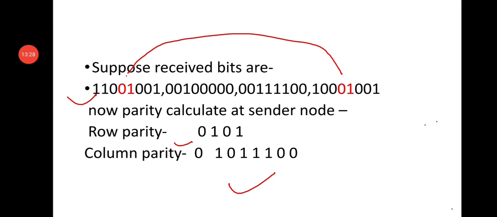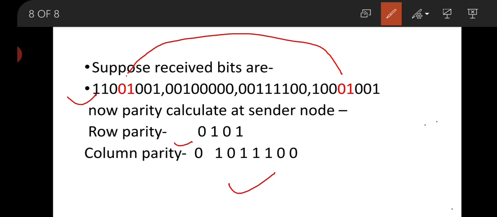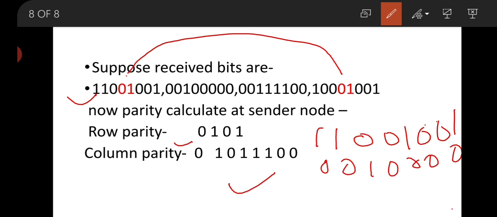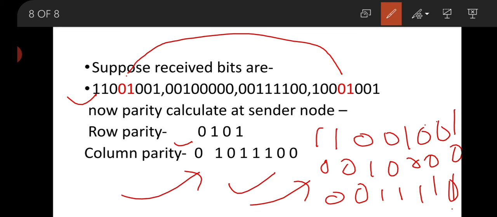Now first of all, arrange this data in tabular format. Suppose that 11001001, now 0010000, then 0011111. Sorry, 0 0. Like this, if you calculate, you will get the same row parity bit and the same column parity bit, but the data is changed. Now this is the drawback of two-dimensional parity check.